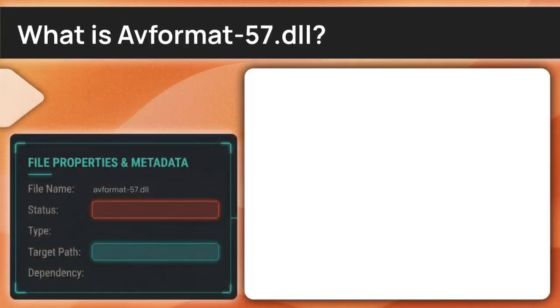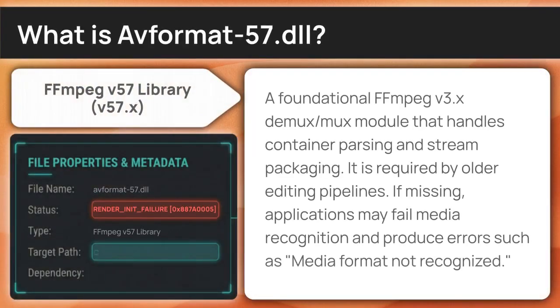This is the audio-video format 57, a foundational FFmpeg v3.x demux and mux module that handles container parsing and stream packaging. It is required by older editing pipelines. If missing, applications may fail media recognition and produce errors such as media format not recognized. With the why out of the way, let's focus on getting you running again.